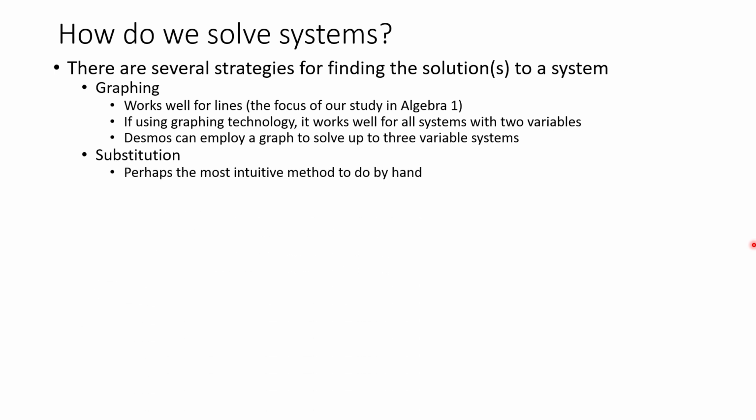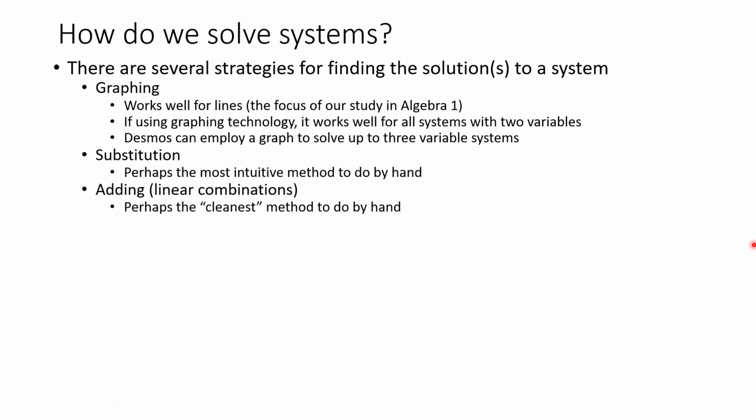Second strategy is substitution. This is perhaps the most intuitive method to do by hand. When I was learning how to solve systems, substitution was the one that I preferred. It just made sense to me why the strategy worked. And when something makes sense to you, you're likely to not forget it. So you want to be able to remember it.